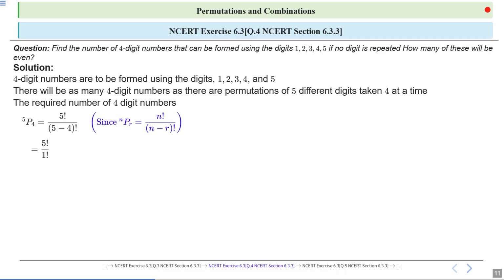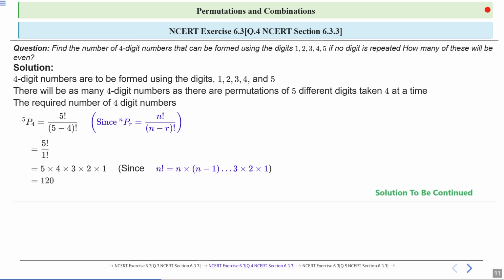Now let's simplify the expression. We have 5 factorial upon 1 factorial, and calculating further we get 5 factorial. This is equal to 5 into 4 into 3 into 2 into 1, and finally we have 120.